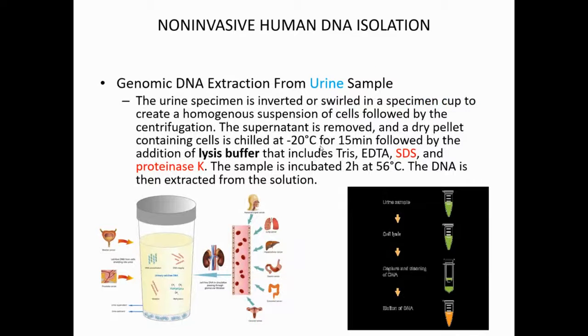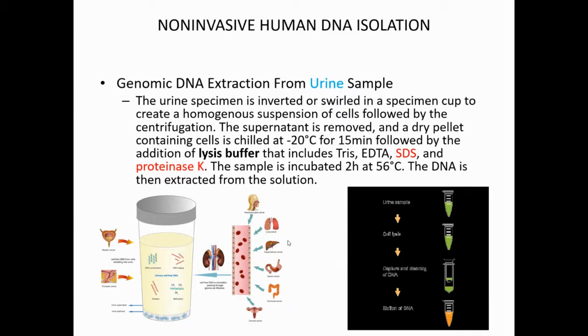And then this is the DNA collected from the urine sample. So basically you collect the urine, and you invert the specimen cup to create a homogeneous suspension of cells. And then you invert the tube several times to mix it and apply the centrifugation. After the centrifugation, the supernatant is removed. And then the dry pellet containing cells can be chilled at minus 20 degrees for 15 minutes.